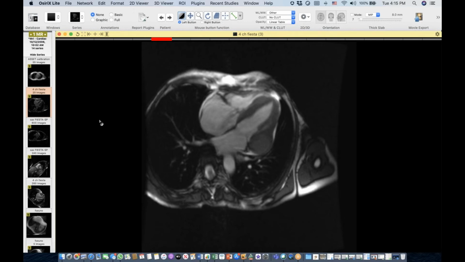All right, so let me go over it. The most obvious finding here is this large mass just adjacent to the left AV groove, somewhat isointense to myocardium, maybe a little bit brighter, but just very subtle.